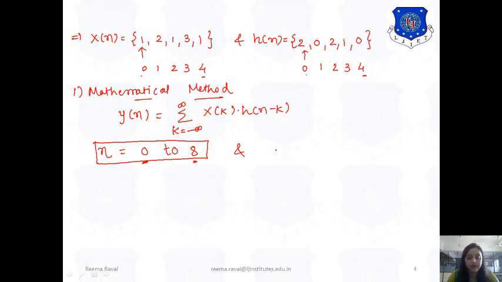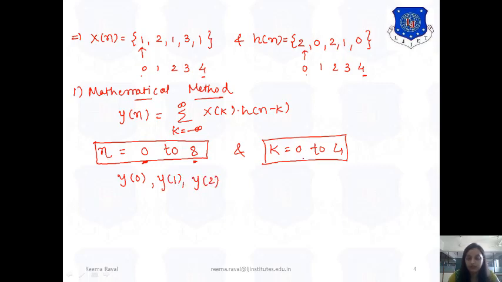And how will we define the value of k? k depends only on the range of x of n, that is 0 to 4. So k equals 0 to 4. Now we first place n equals 0 to get y of 0. Then we find y of 1, y of 2 and so on by varying k from 0 to 4 and placing the values in x of k into h of n minus k, to find y of 0 up to y of 8.